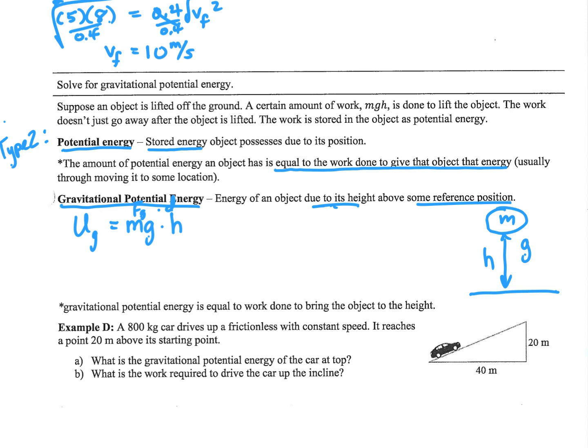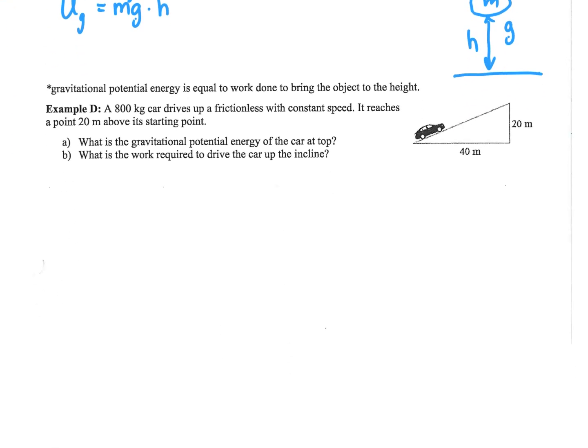So let's look at this. Now this is going to make problem solving much easier, guys, because now we don't care about what's happening in between, and we don't have to worry about Newton's laws so much anymore. We're simply looking at the energy state at the beginning and the energy state at the end. Okay, so now let's look at example D. An 800 kilogram car drives up a frictionless surface with constant speed. It reaches a point 20 meters above its starting point. All right, what's the gravitational potential energy of the car at the top?